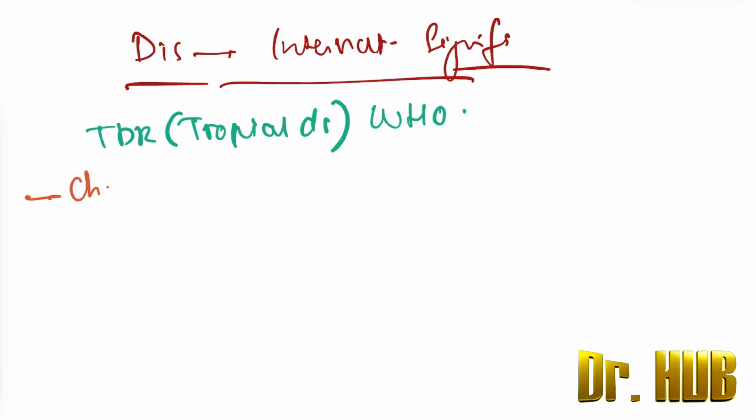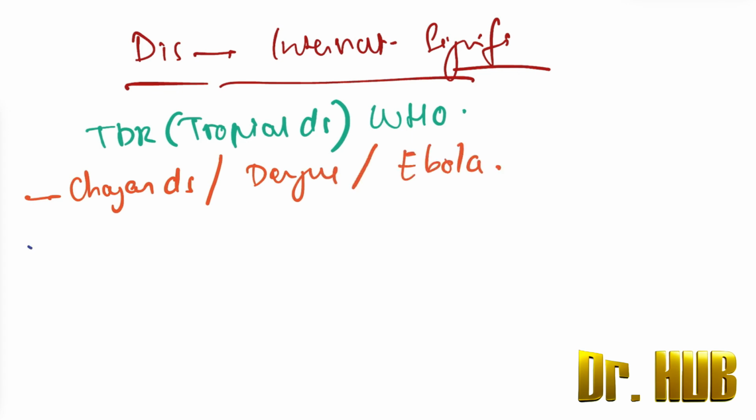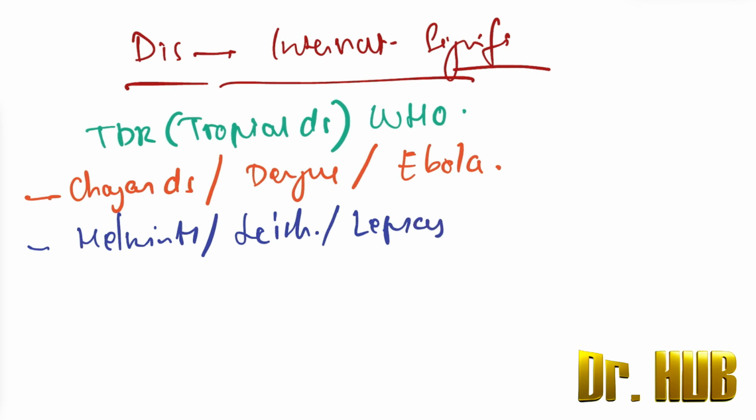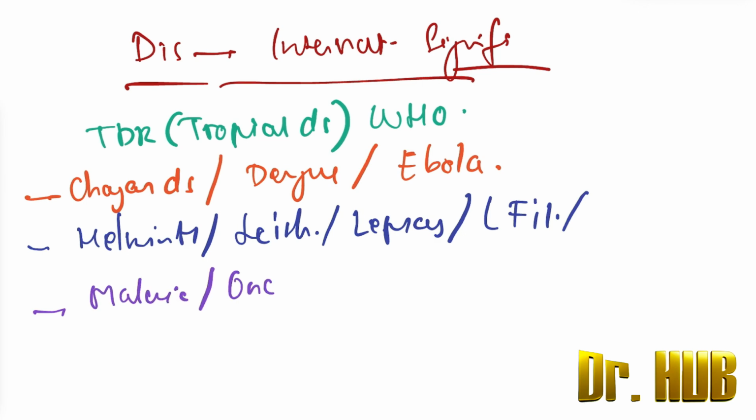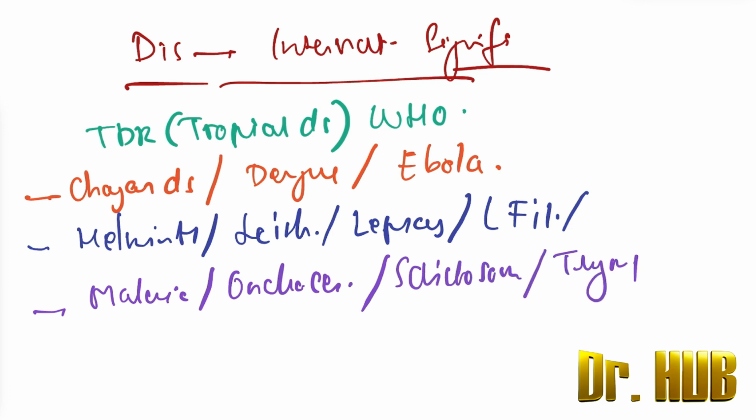This includes Chagas disease, then there is also dengue, Ebola, then comes helminthiasis, leishmaniasis, then comes leprosy, there's also lymphatic filariasis, and there is also malaria, onchocerciasis, schistosomiasis, then there is trypanosomiasis. Next, there is also the presence of TB, that is tuberculosis.